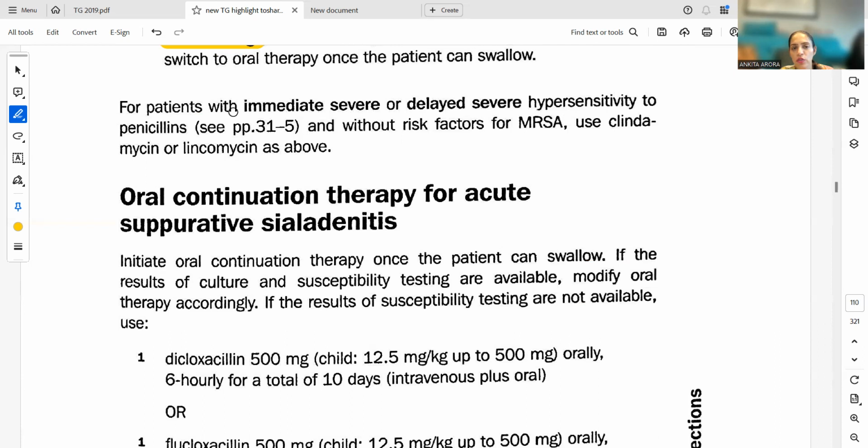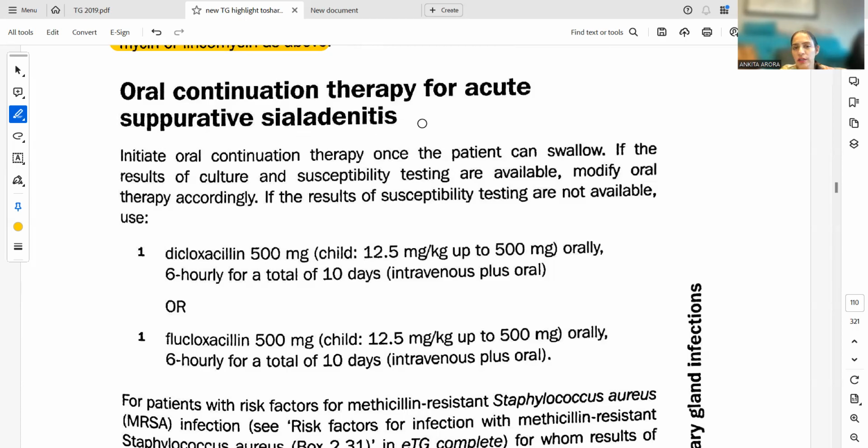And for the patients with immediate severe or delayed severe hypersensitivity, we would use clindamycin or lincomycin as above. I have never seen any other guidelines telling so precisely about this is the first line, this is the second line, and this is allergy. So this is the best resource, not just for ADC exam preparation, but otherwise also to know which antibiotic to prescribe in what circumstance.